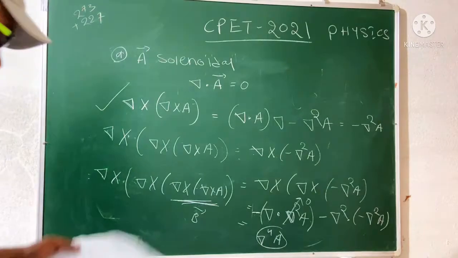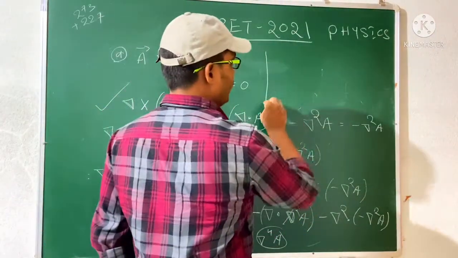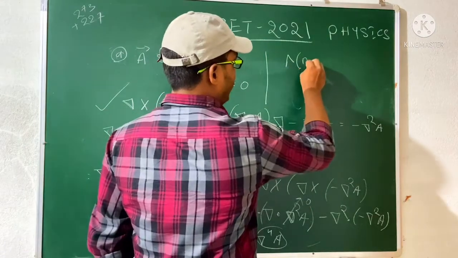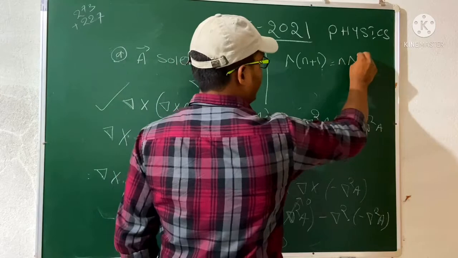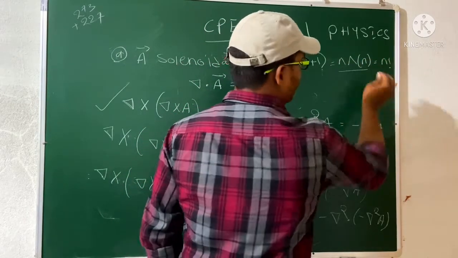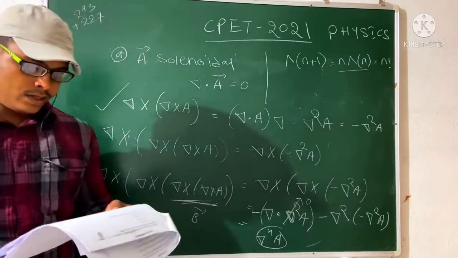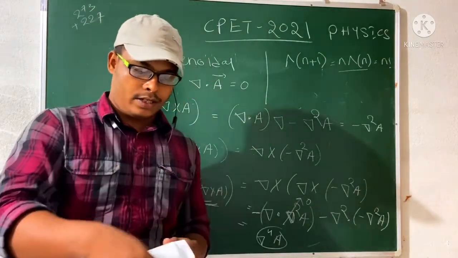Now we go to question number 10. What is this? It is the gamma function. I have previously told you what gamma of n plus 1 is. That is n into gamma of n, or that is called n factorial. So n into gamma of n. So the answer will be option D. So question number 10, option is D.